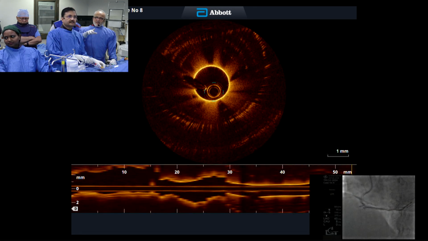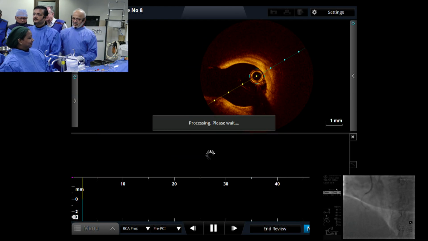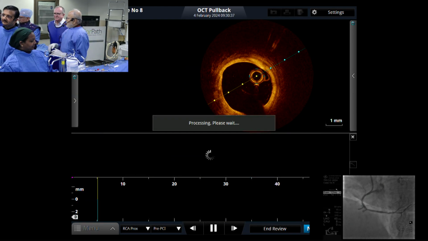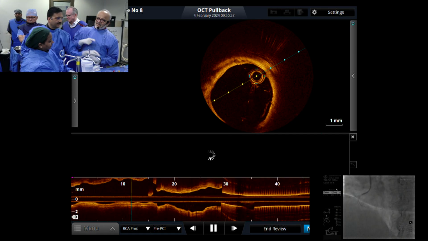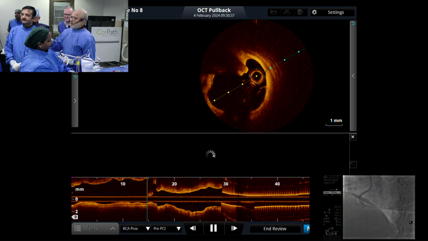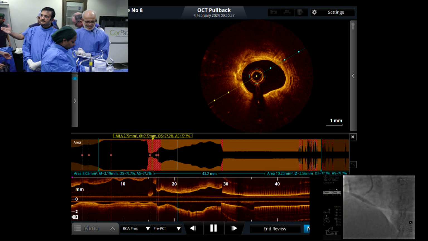Yes. And this is a beautiful image. Zero default image. Perfect. It was a beautiful image. How much contrast did you give, Sanjay, there? 7 cc. Professor, now you give commentary.